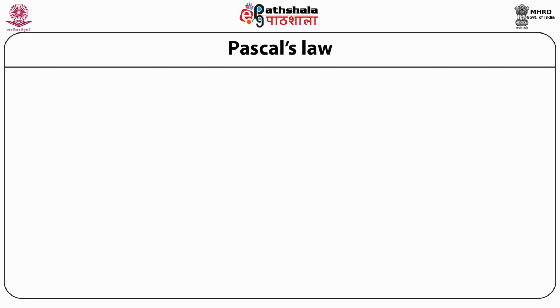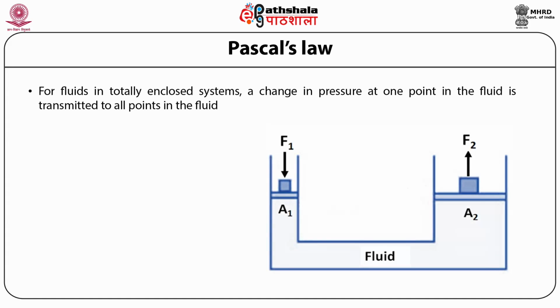Another static property of fluids can be seen through Pascal's law, which is for any fluid in an enclosed system, and it states that a change in pressure at one point in the fluid is transmitted to all other points in the fluid. For example, in this picture, you have the enclosed system of liquid and there are two pistons at the two ends of the container. In one piston, you have a force applied F1 on an area A1.